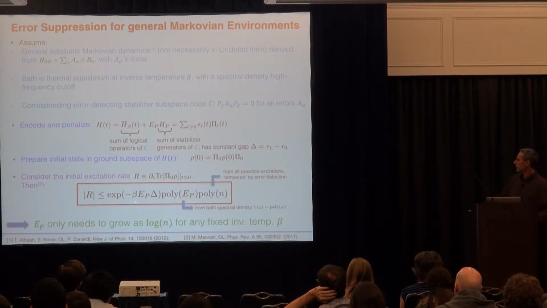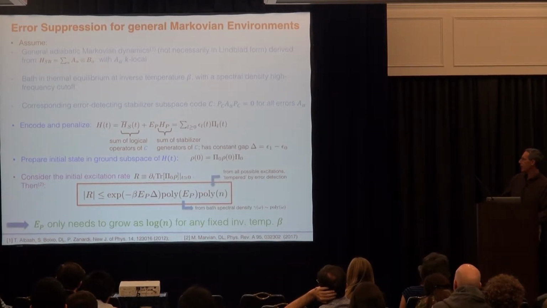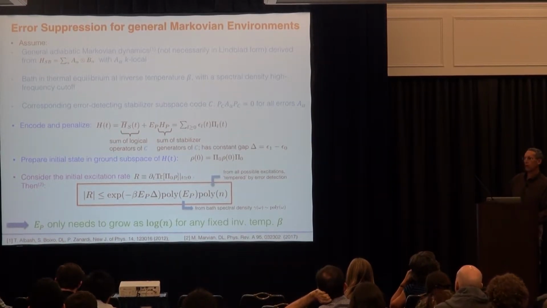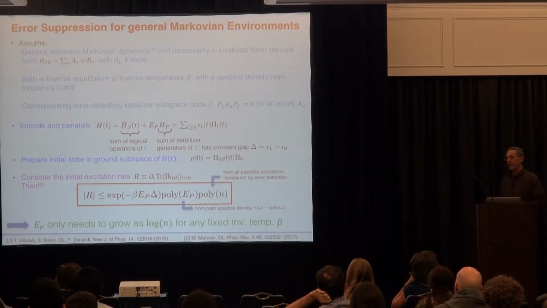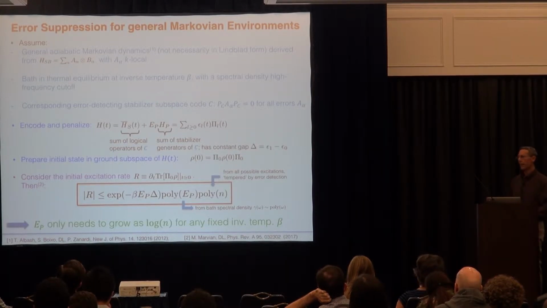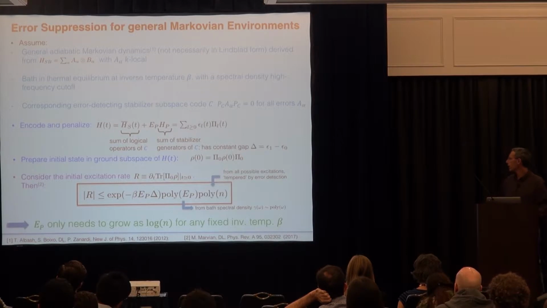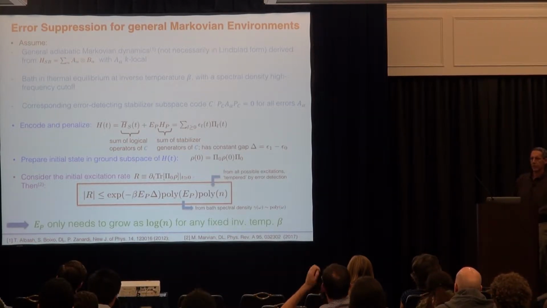So if you look at this expression, you see that the energy penalty, in order to overcome this polynomial in n, only needs to grow as log n for any fixed inverse temperature beta. And this is a conclusion that was already there in the original JFS paper, but they actually didn't prove it. And so in our work, we now establish this rigorously.